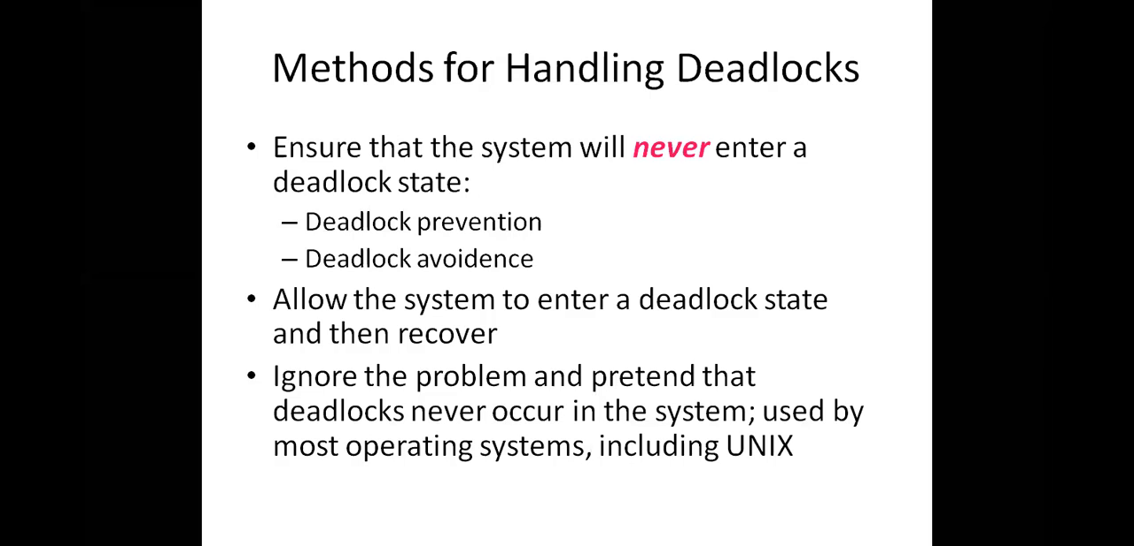Next, methods for handling deadlock. As I told you, there are four things in total. One is deadlock prevention and the next one is deadlock avoidance. We need to prevent the system; we should not go into deadlock. We need to take preventive measures before going into the deadlock.